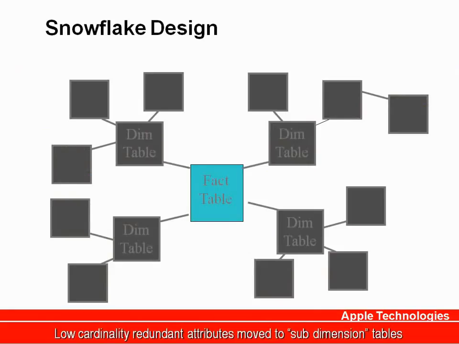Snowflake, your dimension tables are normalized to some extent. Sometimes I can split a dimension into another table, and that again gets split into another. So to some extent you can normalize. That's why it is called the snowflake model.